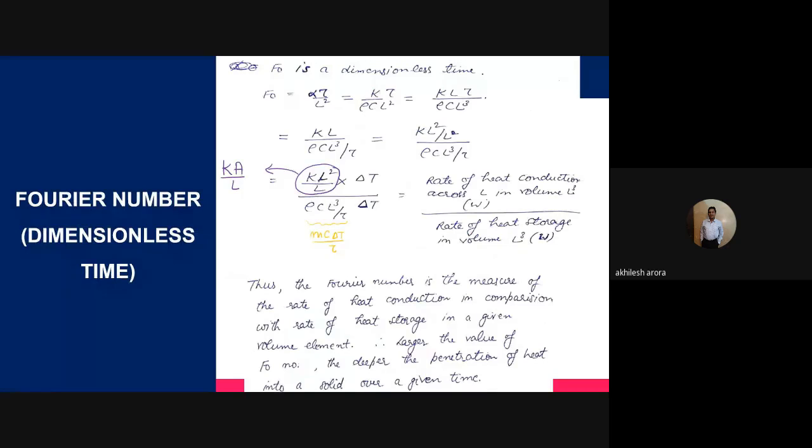Now we discussed the Biot number. Now we are going to discuss the Fourier number. So once again, let us see what the Fourier number is. We said that (T minus T infinity) divided by (Ti minus T infinity) is equal to e raised to the power minus Biot number into Fourier number.